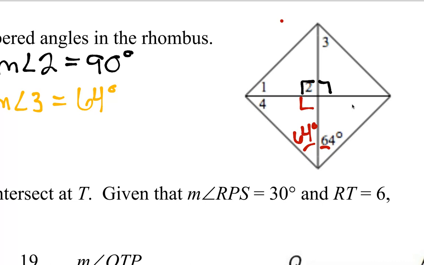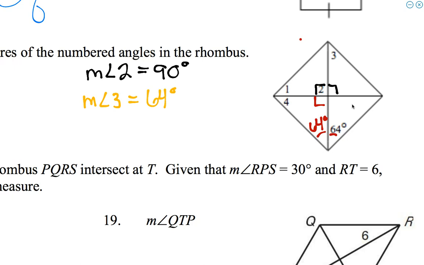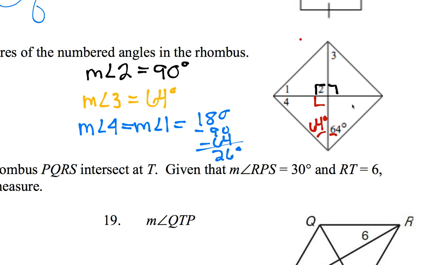And then theorem 311 says the triangle has to add up to 180. So the measure of angle 4, which is going to also equal the measure of angle 1, is going to be 180 minus 90, which is 90, minus 60, which is 30, minus another 4 is 26 degrees.